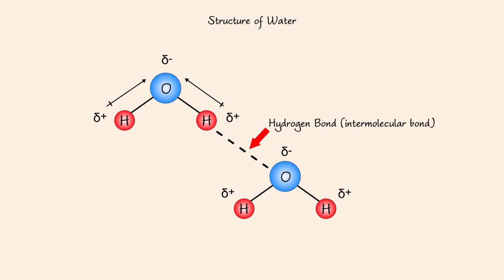Hydrogen bonds are considered intermolecular bonds because it forms between two water molecules. This type of bond is different from the intramolecular bonds that are holding the atoms of the water molecule together. To reiterate, intermolecular bonds form between two molecules, whereas intramolecular bonds form between atoms of one molecule.